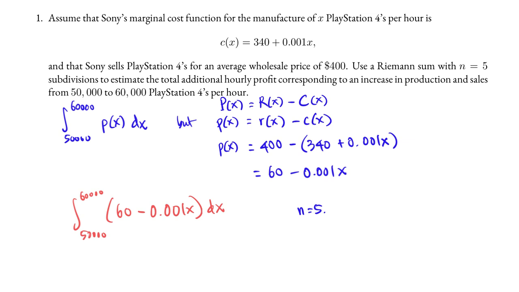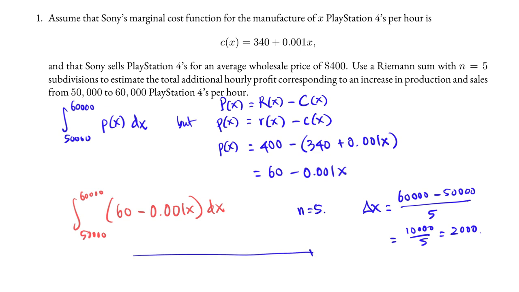Using 5 subdivisions with the Riemann sum, we will have delta x equals b, in this case 60,000, minus a, 50,000, divided by n. And n in this case is 5. So we have 10,000 divided by 5, which is 2,000. The width will be 2,000. From 50,000 to 60,000, we will divide this interval into 5 equal subdivisions. And remember that the step, delta x, is 2,000.